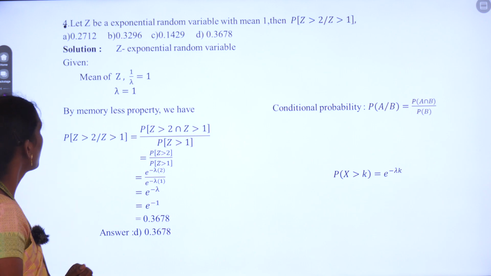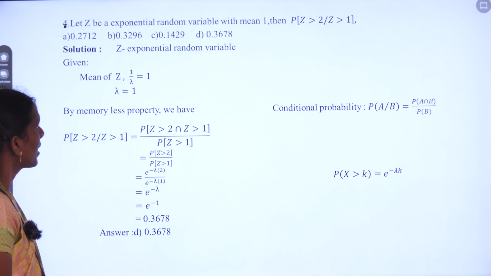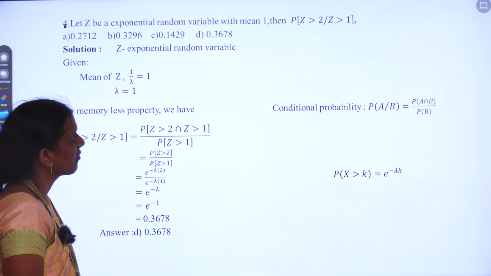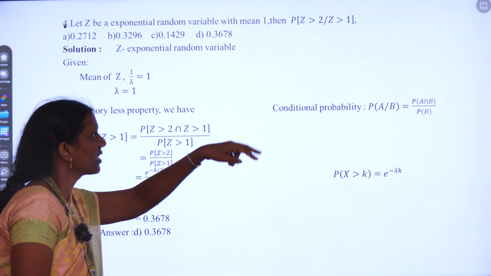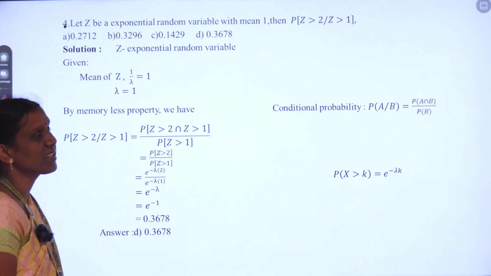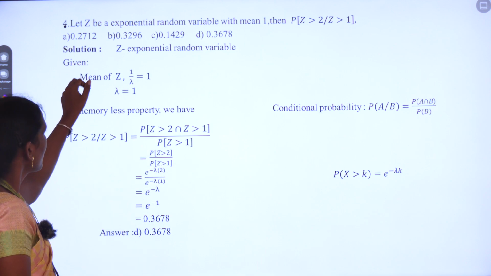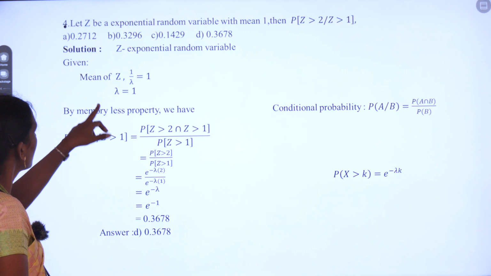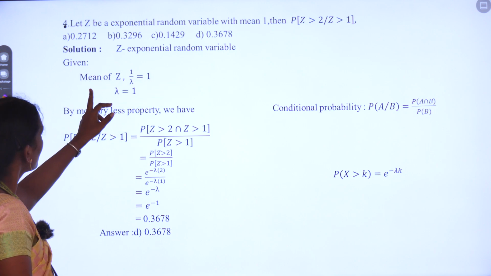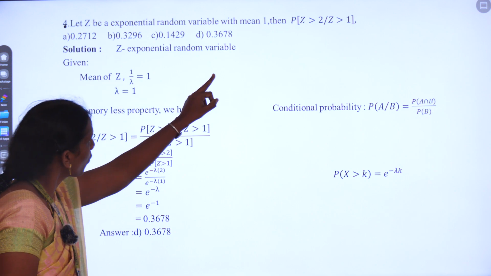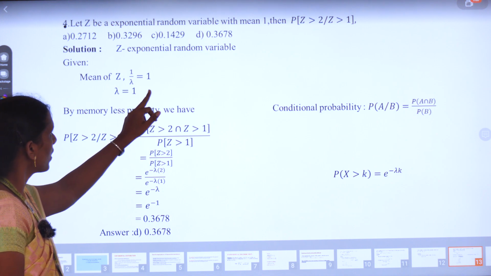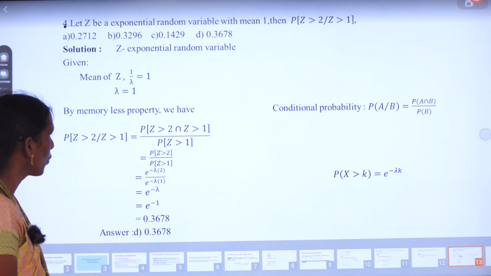Next, coming to problem number 4: let Z be an exponential random variable with mean 1, then the probability of Z greater than 2 given Z greater than 1 is, with 4 options A, B, C, D. So what do we have to write? What are all the things given? Here Z represents the exponential random variable. Then it was given that the mean of Z is 1. So we know the mean of the exponential distribution is 1 by lambda, which is equal to 1. Therefore lambda is equal to 1.